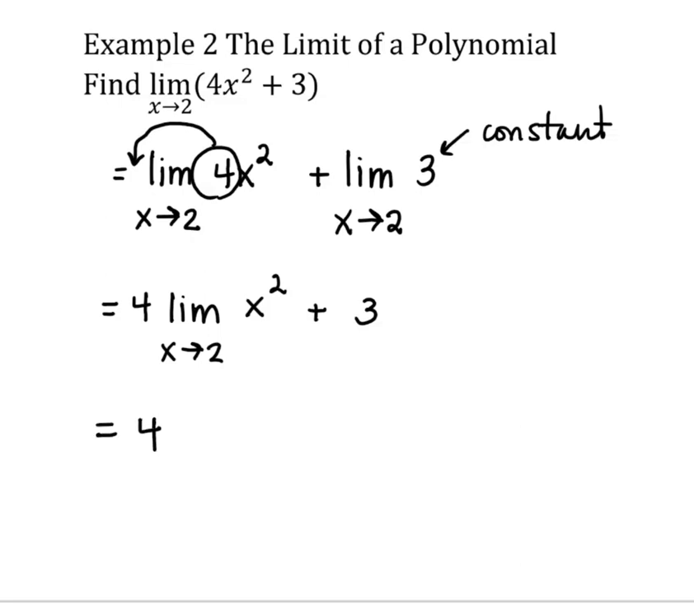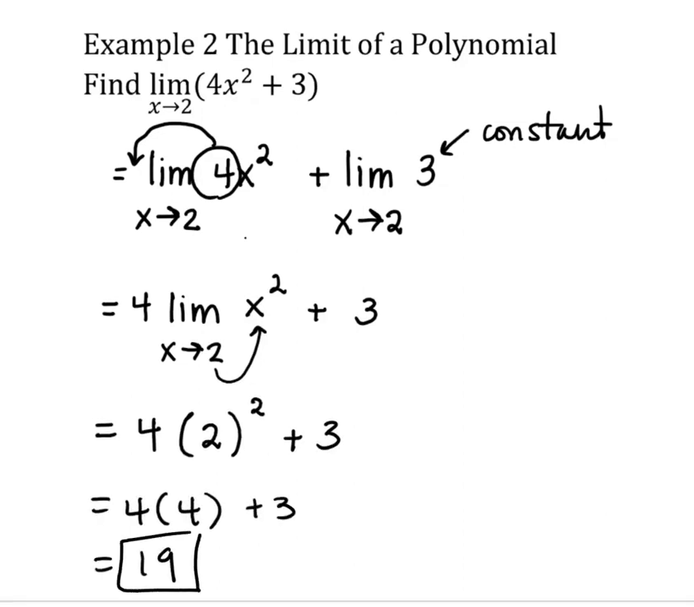Continuing to evaluate this limit here, I'm going to evaluate with direct substitution. Okay, so I'm just going to take this 2 and sub it in there to that x squared. Gives me 2 squared. I'll add 3. So this limit is equal to 19.